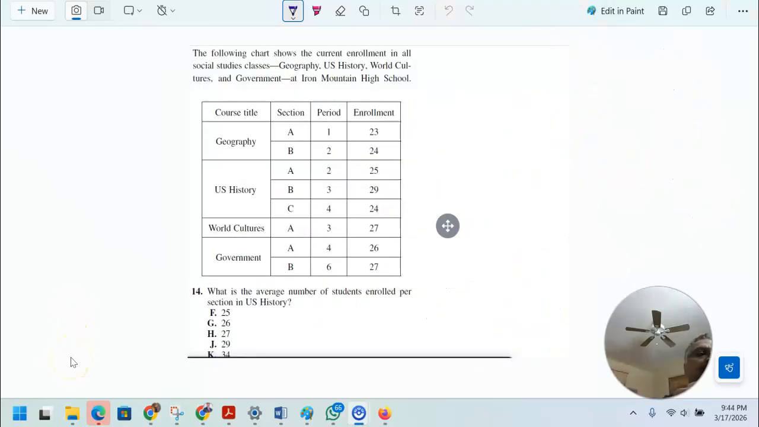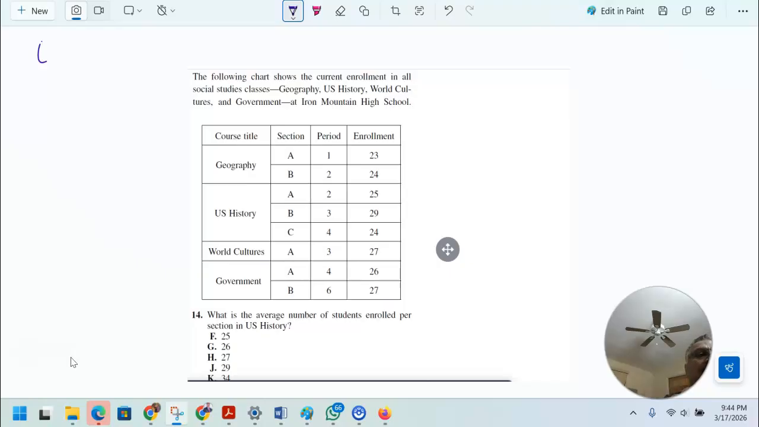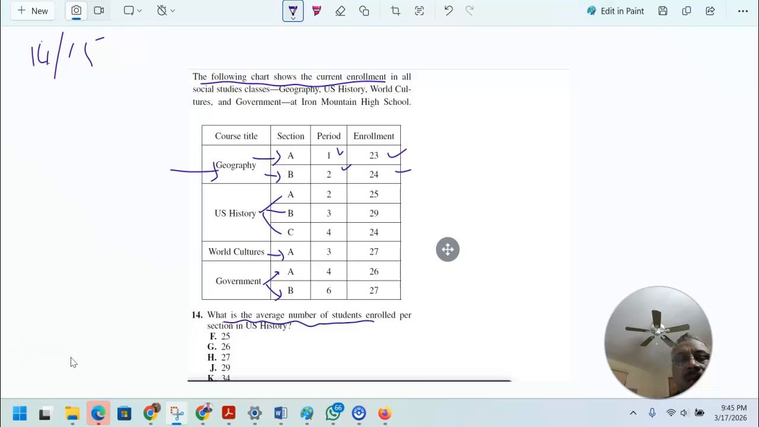This is for question number 14 and 15. Okay. So let's see, they give us the chart showing, this is in one of the high school. They have two sections, A and B, and this is period 1 and 2, and how many students are enrolled. For history, you have three sections. For world culture, there's only one section, and government, there are two. So now the first question they ask you is, what is the average number of students enrolled per section in US history? That means you have to know only this part.